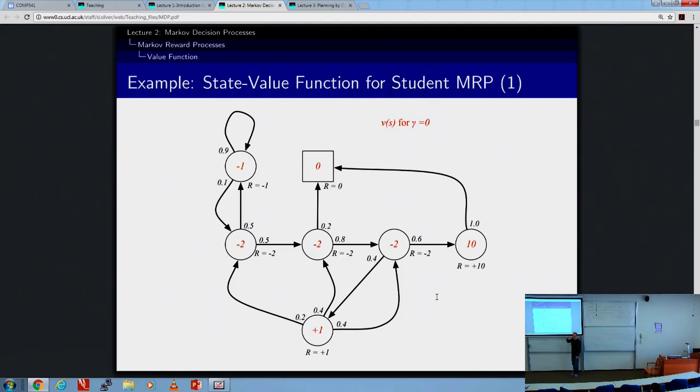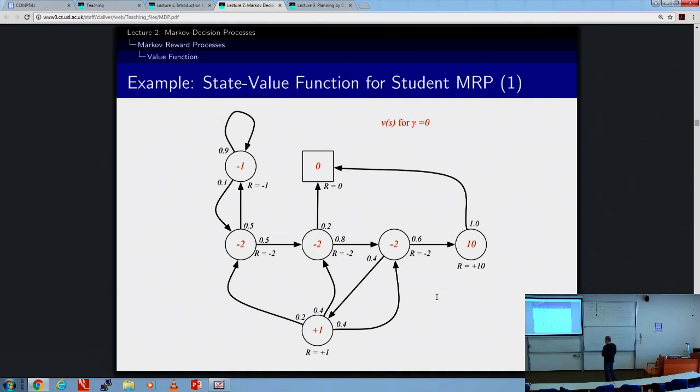Okay? So, the main reason I put up this particular slide is so that it doesn't actually have the answers and you don't cheat, because now I'm going to ask you to solve this student MRP and find the actual values for gamma equals 1. Okay? So if you understand the Bellman equation, you should be able to do that.